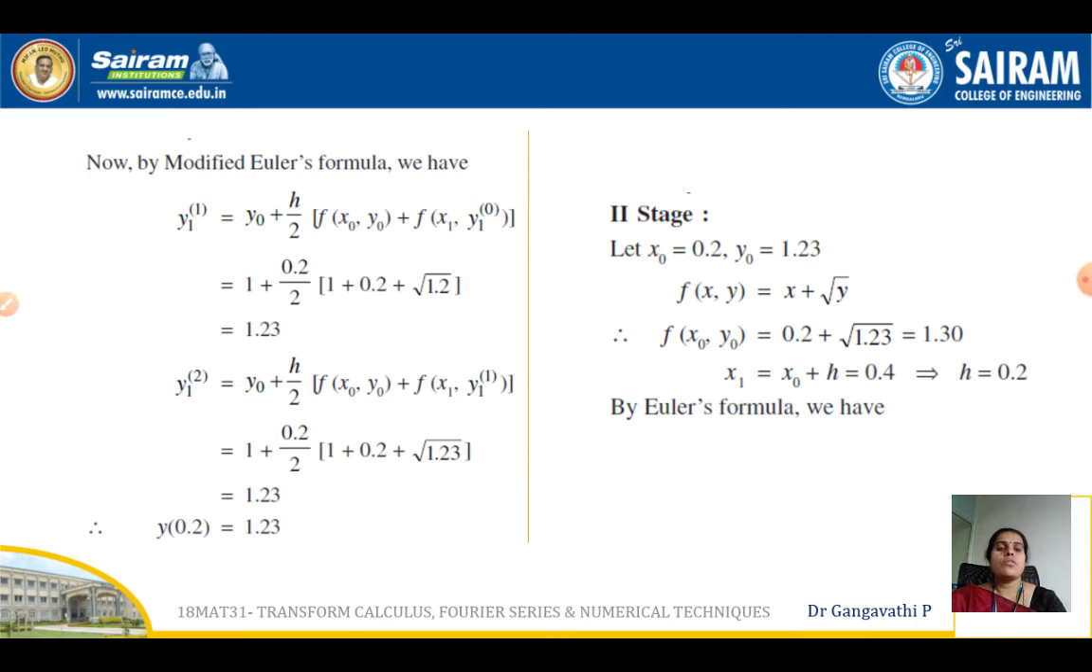When x2 is equal to 0.4, the values which we have considered in stage 1 will act as the initial values for stage 2. So your x naught value is going to be 0.2 and y naught is going to be 1.23. f of x comma y is this formula, and for f of x naught y naught we replace x by x naught and y by y naught, and we get it as 1.3. So x1 value is 0.4 as I have already told you, and h here is equal to 0.2.